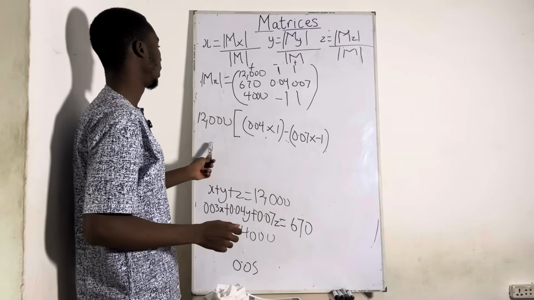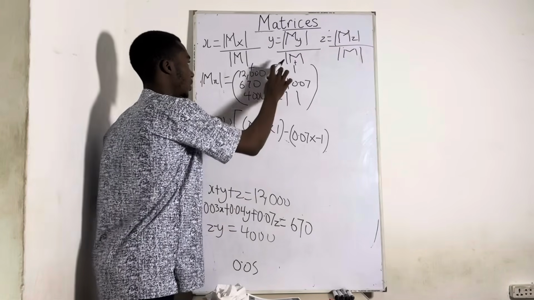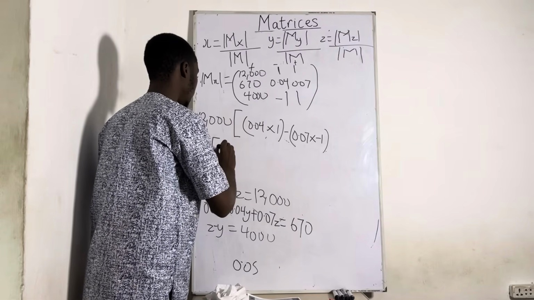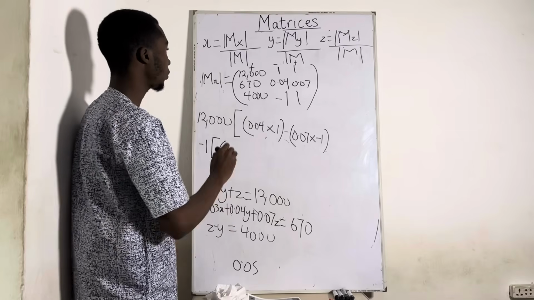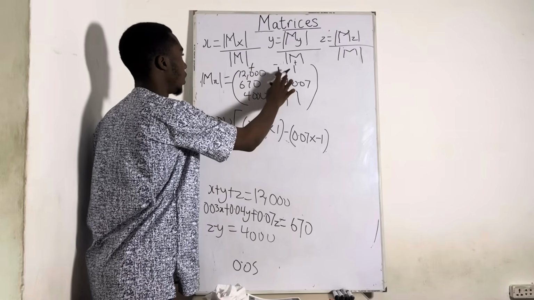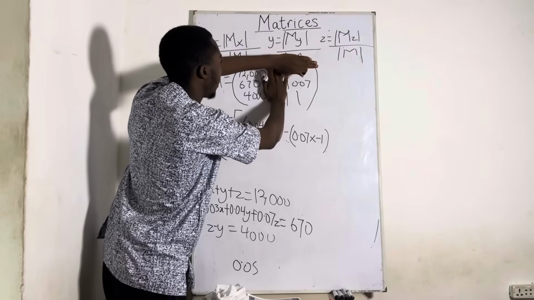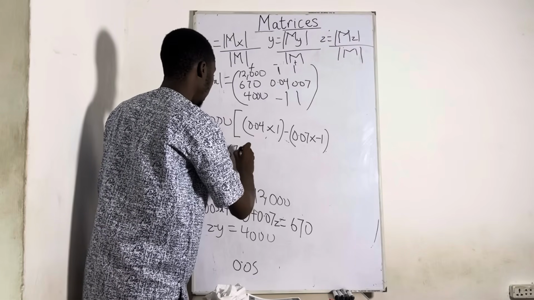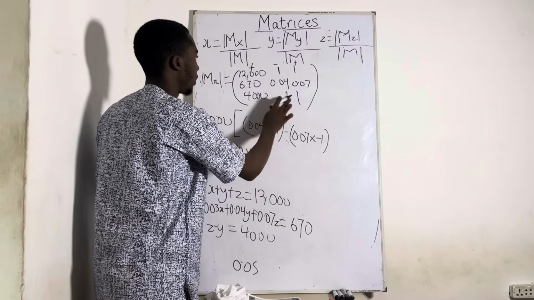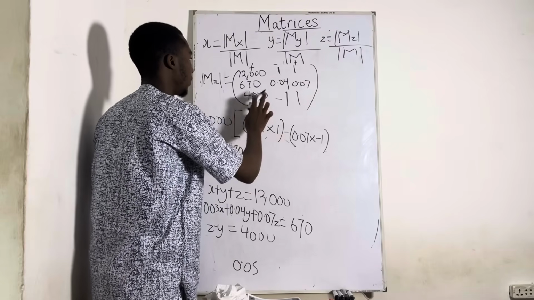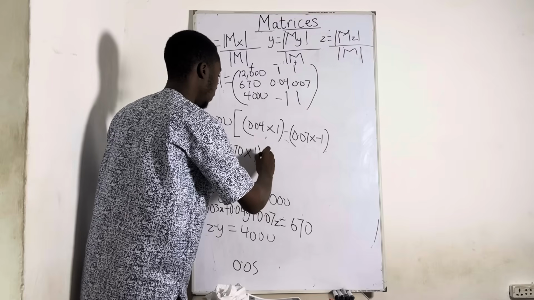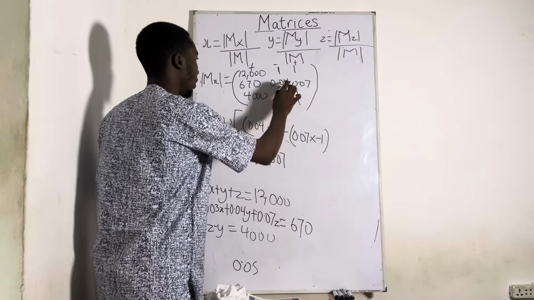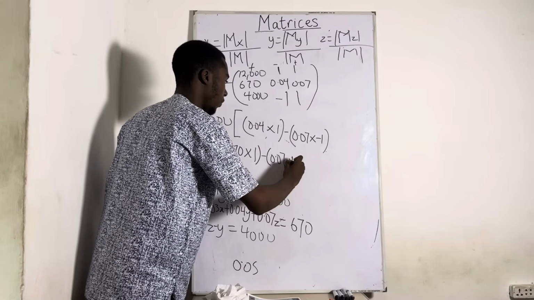Then we move on to the second one, which is negative 1. So minus 1. Then we open a big bracket, then into brackets. So this and this are going to cancel here and here. You get it? So now that is 670 times 1. So 670 times 1 minus 0.07 times 4,000. So close brackets, minus 0.07 times 4,000.